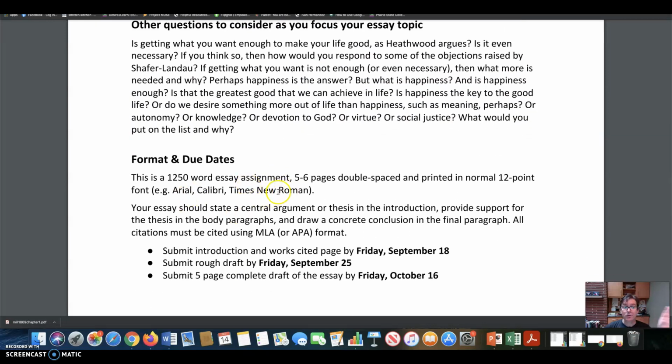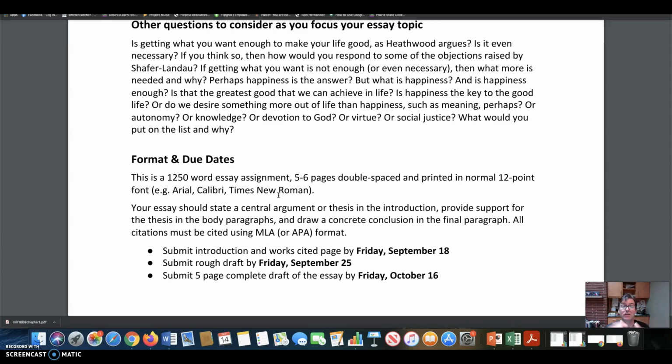So it's a 1,250 word essay that comes to about 5 to 6 pages if you double space it and print it in a normal 12-point font. I've given you some examples of normal 12-point font here: Arial, Calibri, Times New Roman.